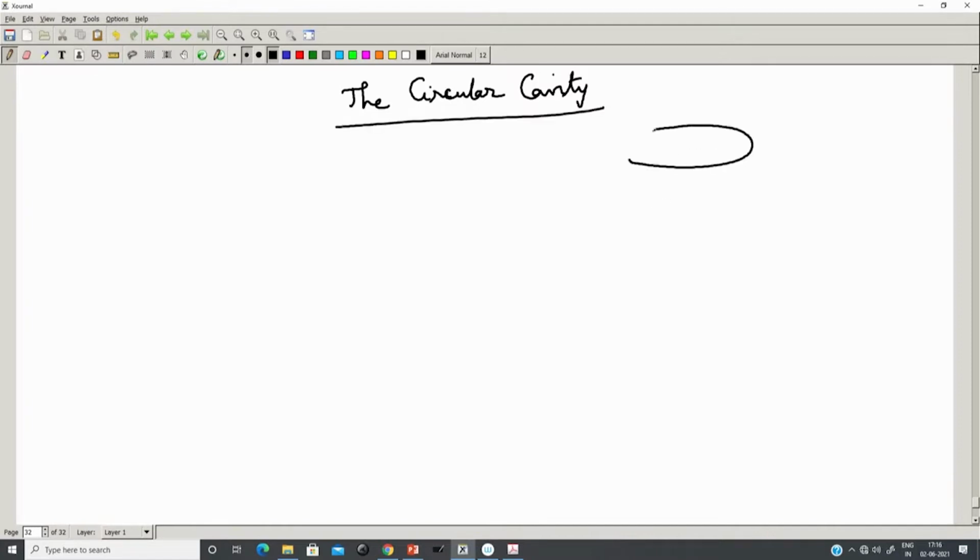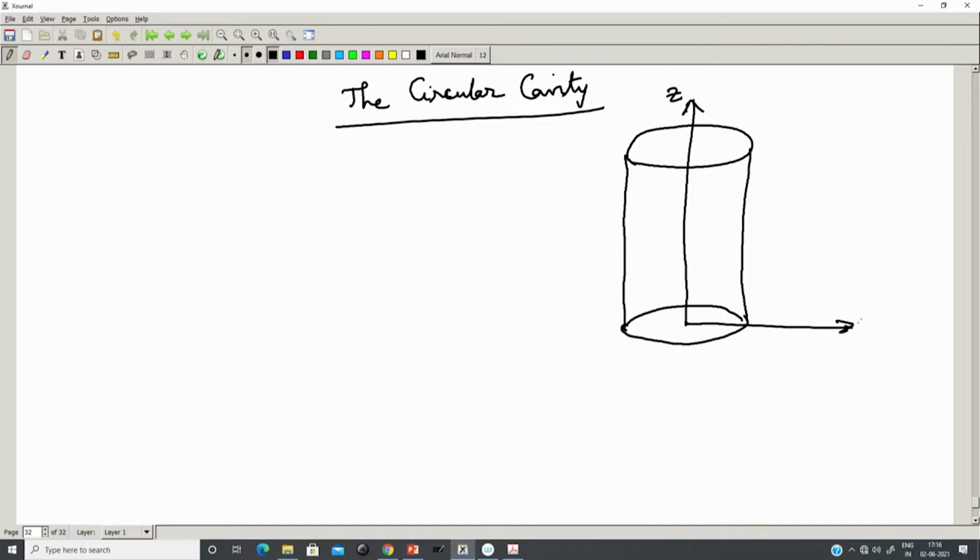So, let us draw the cavity. This is the Z, this is the Y, this is the X, this is phi, this is rho, the radius a of the cavity and the height d of the cavity.